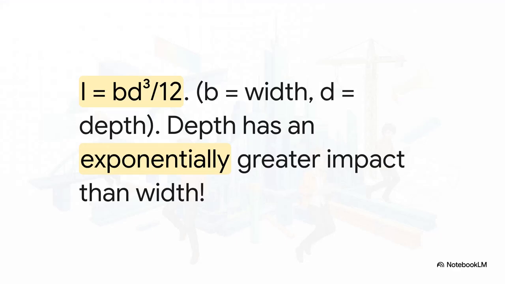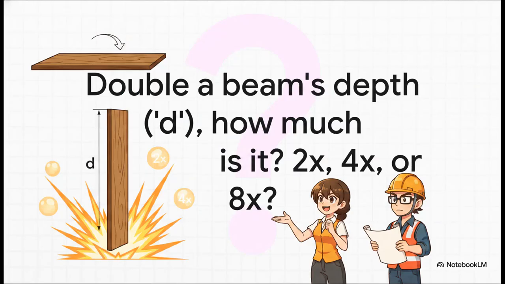Okay, let's look at the formula for a simple rectangle like our plank. I is that superpower we were talking about. B is the width of the plank, and D is its depth or height. Now look very closely at that formula. One of those letters has a ridiculously huge impact compared to the other. So here's the million-dollar question. If we take our plank that's lying flat and we flip it up on its edge, we've just doubled its depth. How much stronger did we just make it? Did we make it twice as strong, 4 times stronger, or, get this, a crazy 8 times stronger?